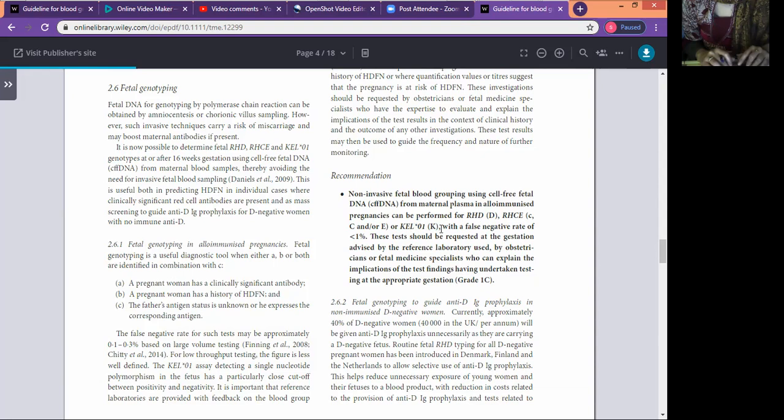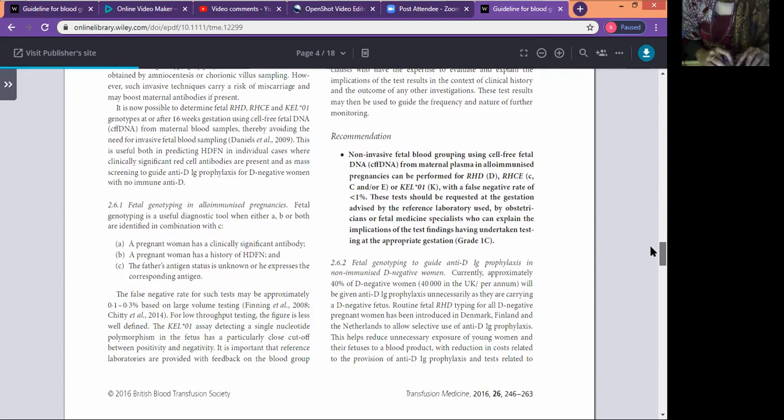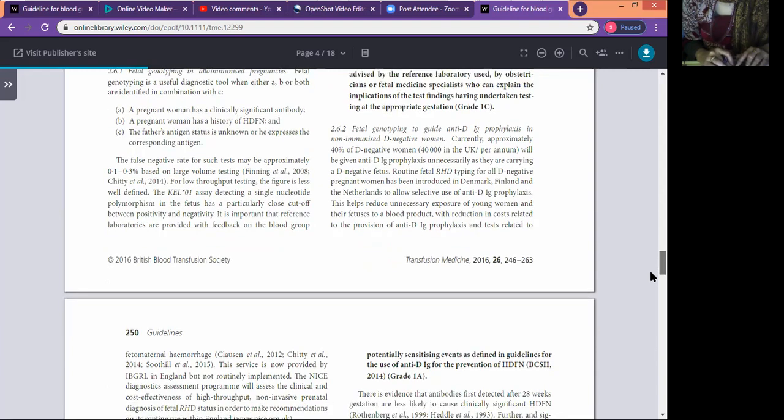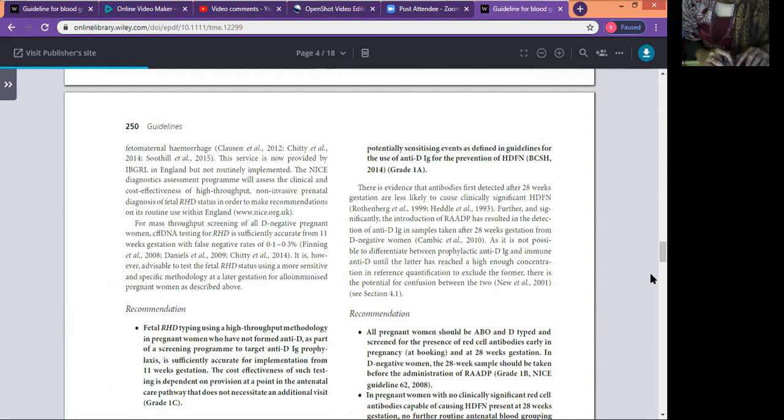This needs to be sent after 17 weeks of gestation, whereas for the D and the RHC, the samples can be sent after 16 weeks of gestation. So the fetal genotyping is important to identify whether that female needs to be given anti-D or not during her current pregnancy. And for mass throughput screening of all D negative women, cell-free fetal DNA testing for RHD is sufficiently accurate from 11 weeks of gestation onwards, with a false negative range of 0.1 to 0.3%.